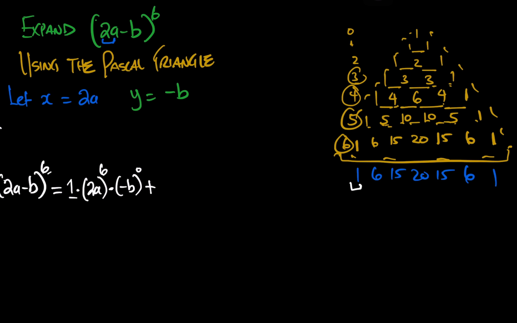Then the next coefficient is 6, multiplying our x, which is 2a, to the power 5. It's going to reduce, and our y rather goes up by 1. Plus, the next coefficient is 15, multiplied by our x, which is 2a, going down again to 4, multiplied by our y, which is negative b to the power of 2, because it has to go up by 1. So you can see that the x descends from 6, 5, 4, in that order, and the y ascends.